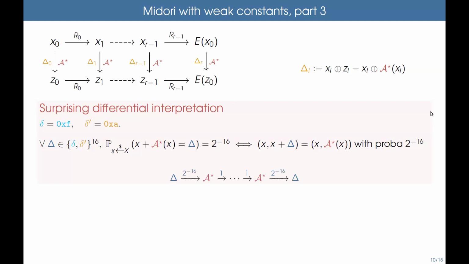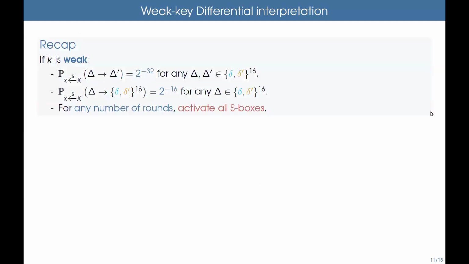So starting from a difference, with a probability of 2 to the minus 16, we will obtain a commutative pair, which will remain a commutative pair for any number of rounds with probability 1. And if in the end we want to come back to a difference again, we will have to pay 2 to the minus 16 again. So in other words, when Midori is used with weak key and weak constant, there exist differentials with probability 2 to the minus 32. And this probability does not depend on the number of rounds you are iterating on.